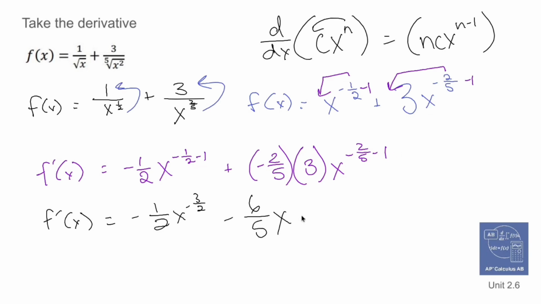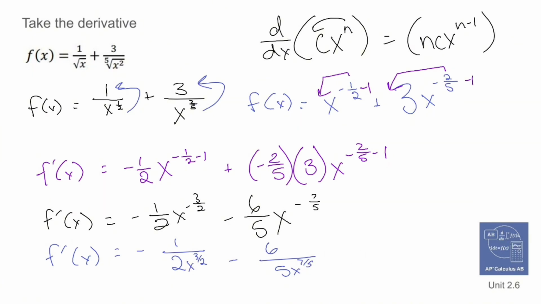And negative 2/5 minus 1 is negative 7 over 5. So actually, two steps after this. Okay, I lied. Sorry. Step number 1, let's move the negative exponents downstairs. So negative 1 over 2x to the 3/2 minus 6 over 5x to the positive 7/5.